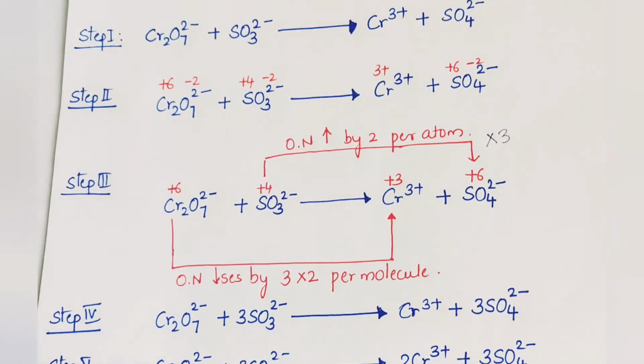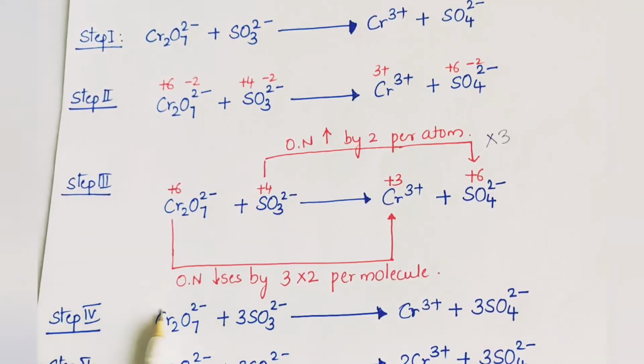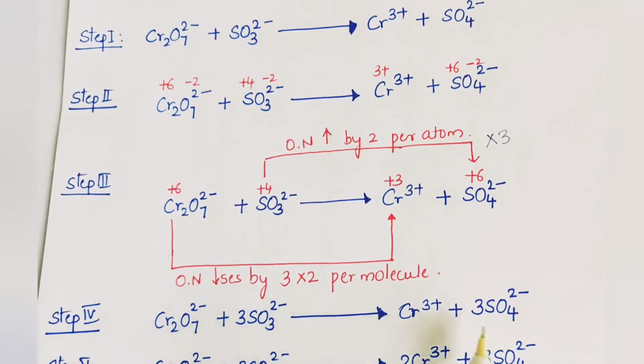So how many chromiums are there? 2. So here write it as 2 chromiums. So 2 chromiums are there, so this also should be made 2. So I have written 2 Cr3+. Oxygen we have to balance later. Sulfur, you check, there are 3 sulfur atoms, here also there are 3, so no need to change. So only this is changing here, 2 Cr3+. So you are supposed to balance all other atoms except hydrogen and oxygen.